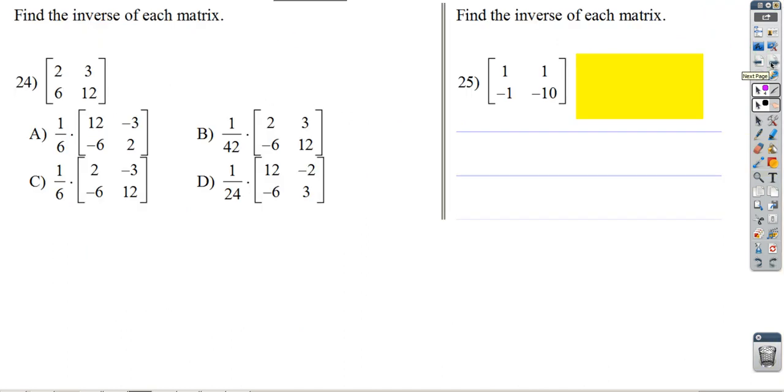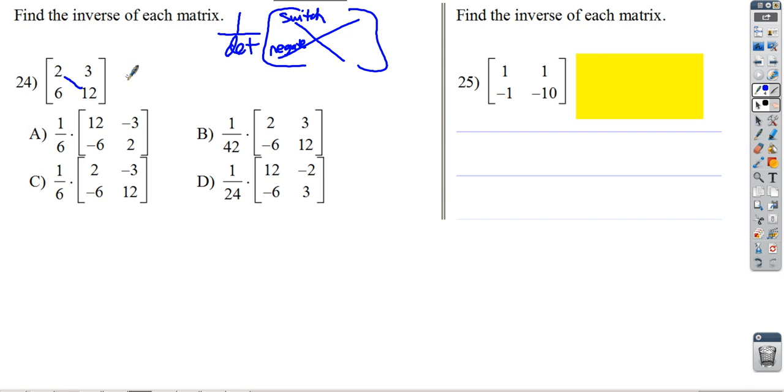Alright, last section of this chapter is on using inverse matrices. So what we have to do here is we need to be able to find the inverse, and here's how you find it. The inverse is always 1 over the determinant, and then we need to switch these diagonals, and we need to negate these diagonals. So I'll show you what that means. Let's find the determinant first.